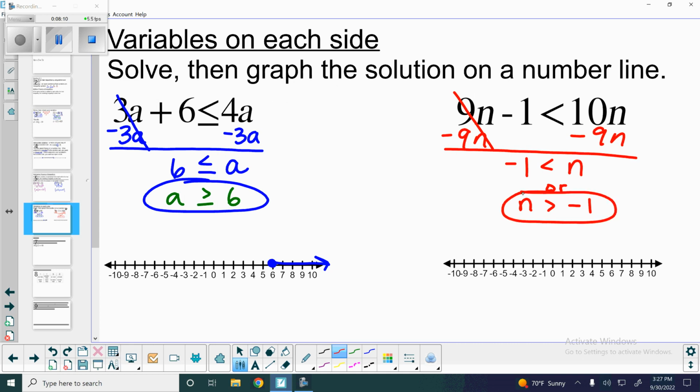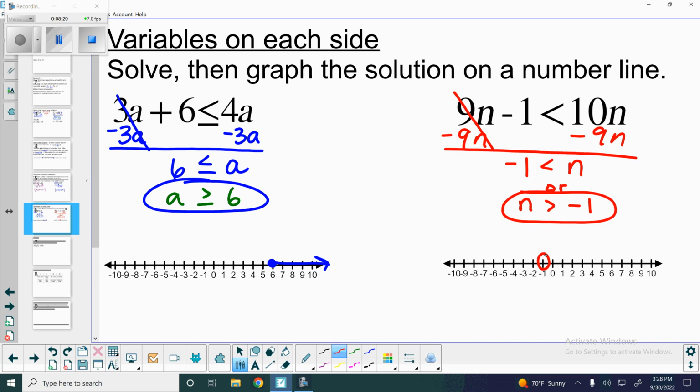Now, this is an example of one where they're saying n has to be greater than negative 1. It can't actually be negative 1. So my point is at negative 1, but it's open this time. So it's going to look like that. That's basically saying we can go all the way up to negative 1, but it can't actually be that. So n is greater than negative 1.